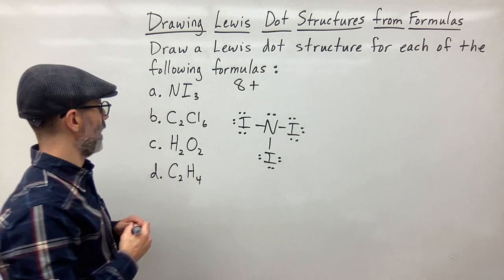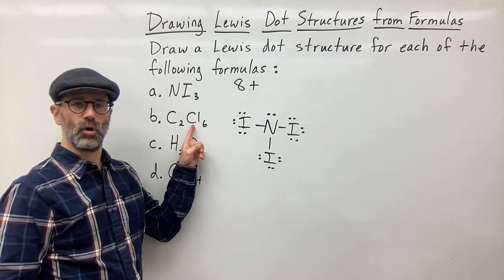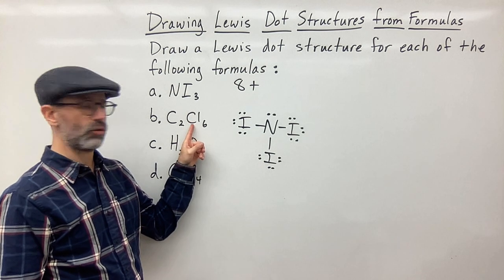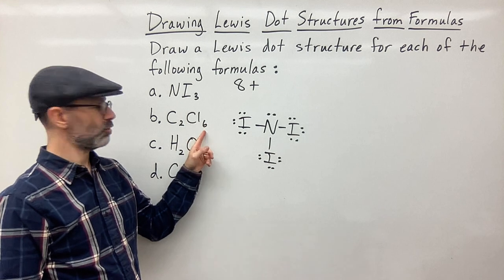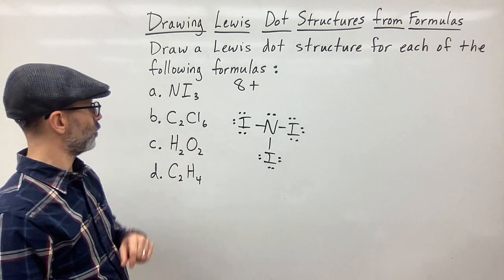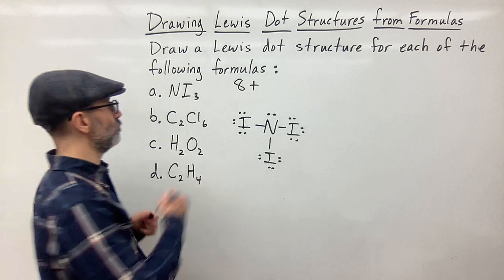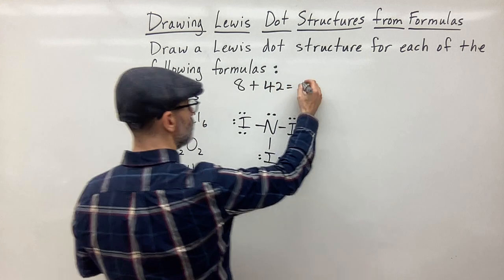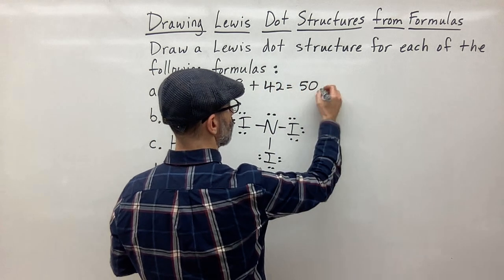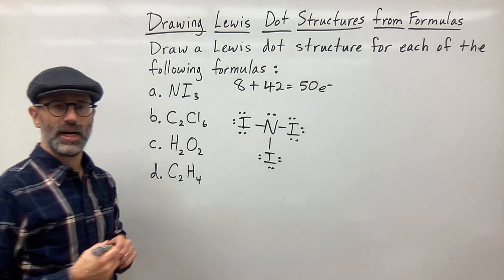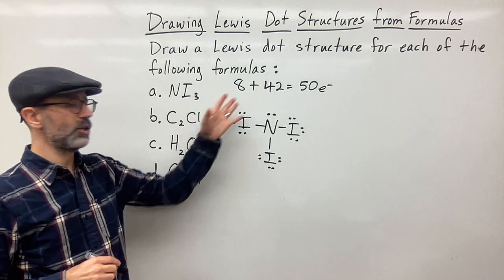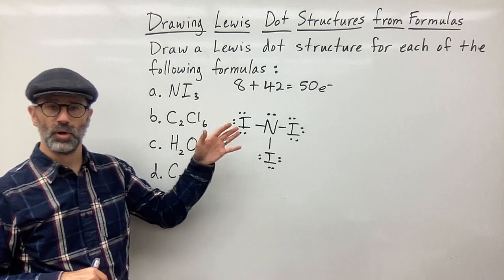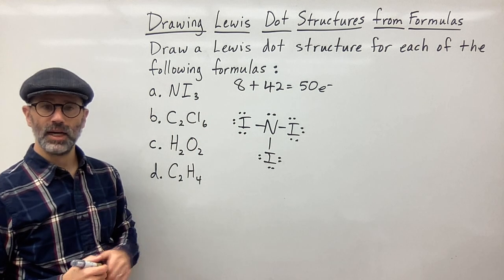And then I'm going to add to that, well, here I have chlorine. Chlorine is in group 7. So that's 7 valence electrons for chlorine. I have 6 of them. So 6 times 7 is 42. So 42 added to 8 equals 50. So I have 50 valence electrons for my molecule here. So now I'm going to use those 50 electrons to create the Lewis dot structure. So that's step 1. Step 2, create my skeletal structure.